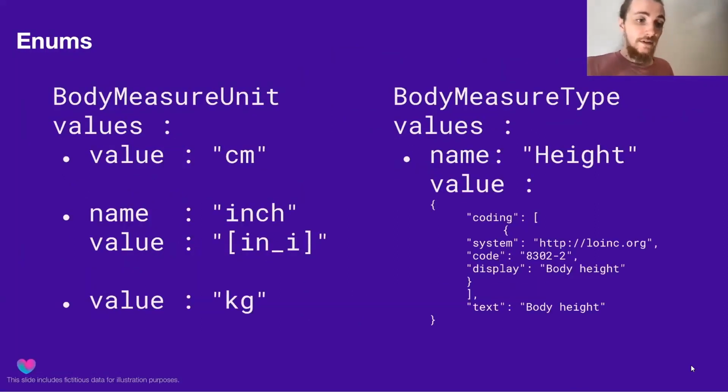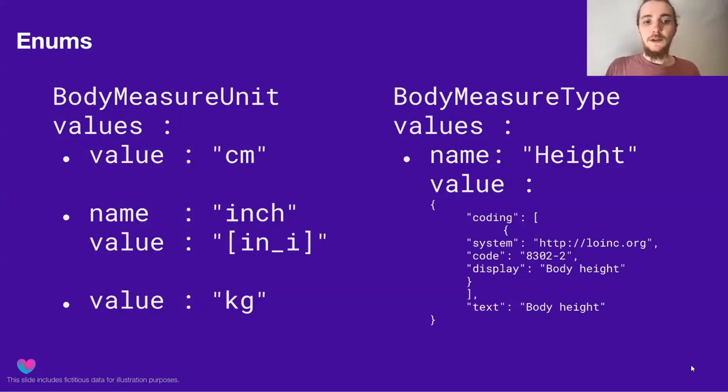So here are these enums, so body measurement unit. That can either be centimeters, inches, or kilograms. And sometimes there's a more complicated case. Here you see the value for inches is a little bit more complicated, for the code for units of measure. It has some brackets in it, for example. And we just want to refer to it as inch in our DFHIR, so we give it a name alias, so you can do that.